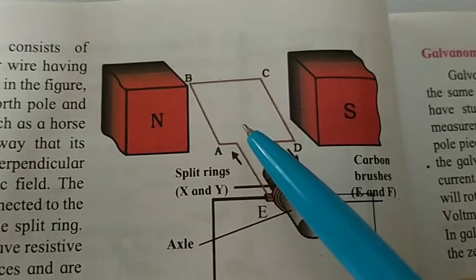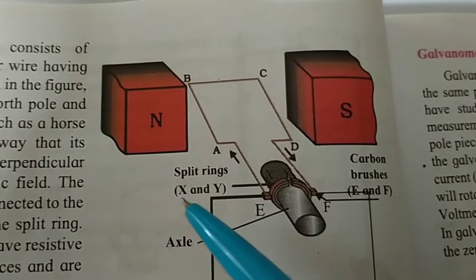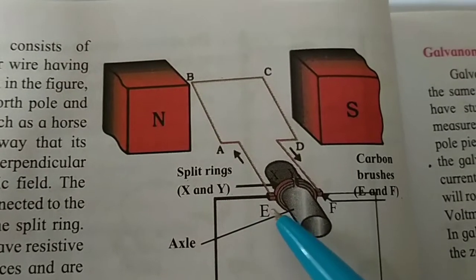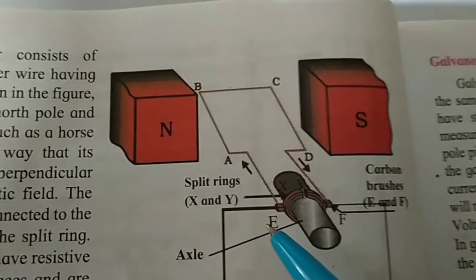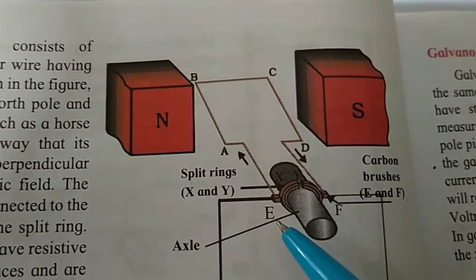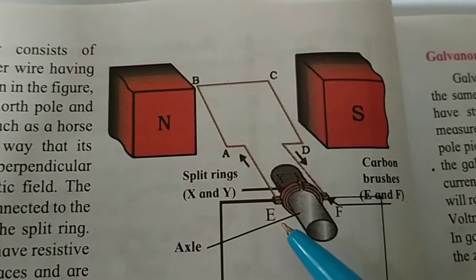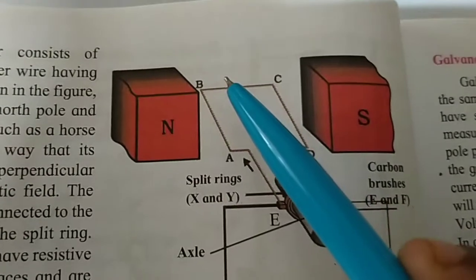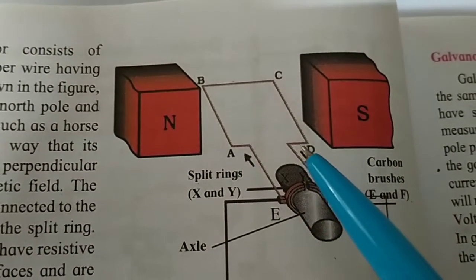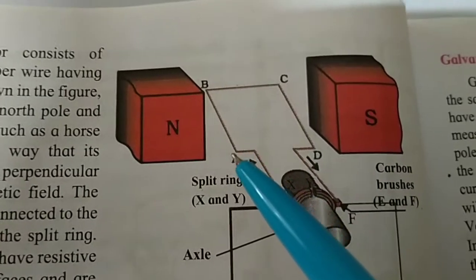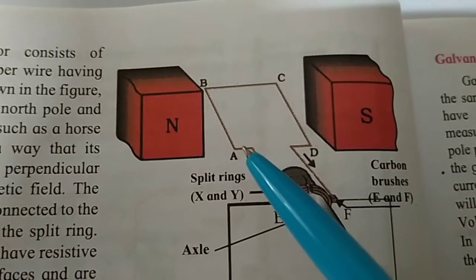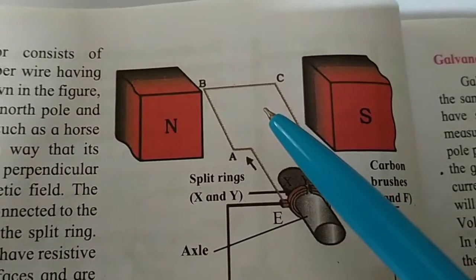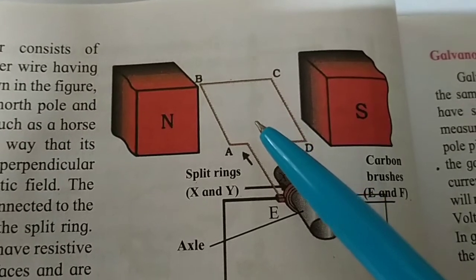After a half rotation, the two halves of the split ring, X and Y, come in contact with the carbon brushes F and E. And then what will happen? The current in the loop starts flowing in the direction DCBA. Therefore, the force exerted on the branch DC is in the downward direction and on the branch AB in the upward direction.